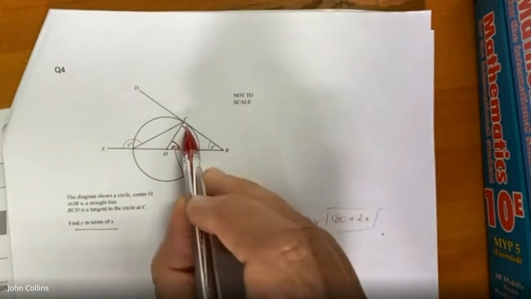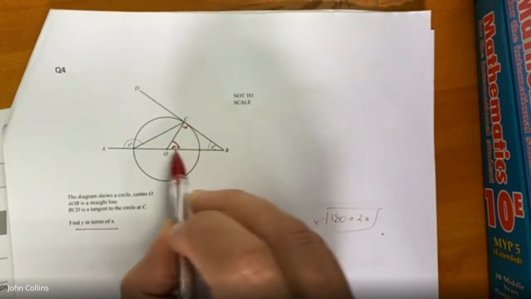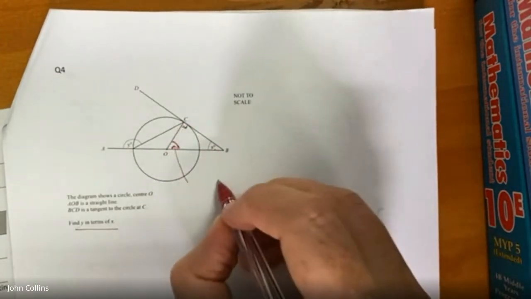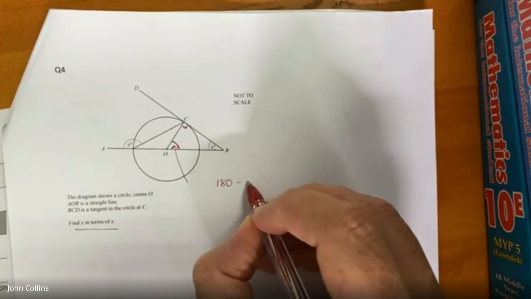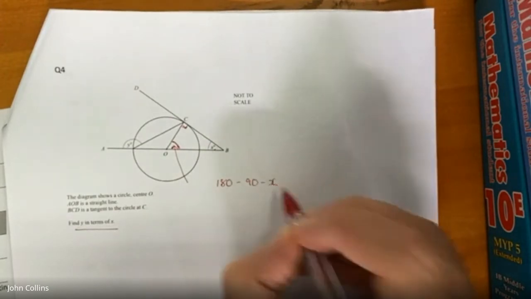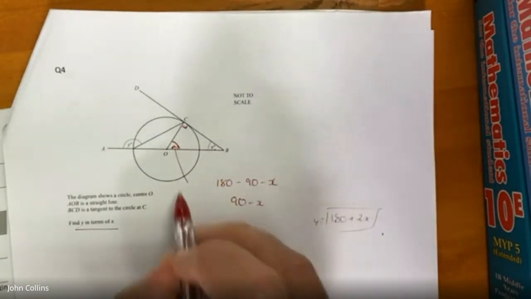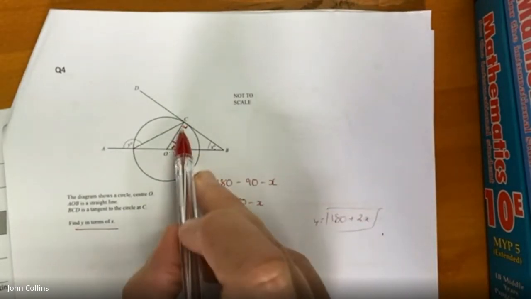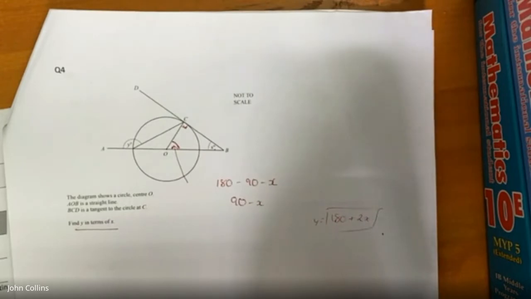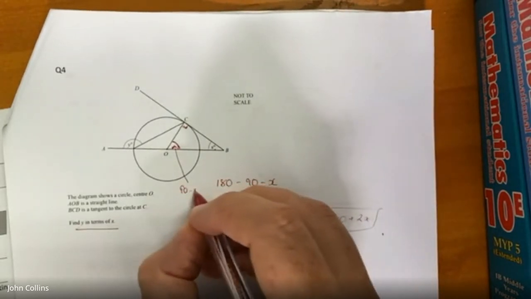What is that angle? Well, that's 90. That's x. And the whole thing has to add to 180. So it's 180, take away 90, take away x, which is going to be 90 minus x, this angle here, which makes sense because that's 90. There's only 90 left. Okay, so that's 90 minus x.